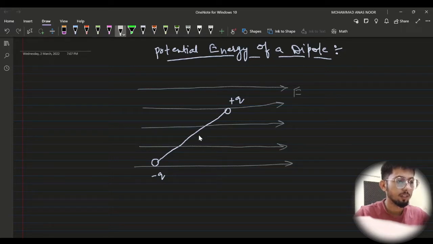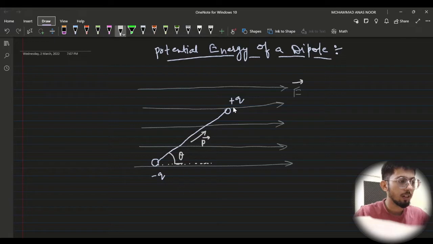The dipole is P from negative to positive, isn't it? This is the dipole moment, and this dipole is making an angle theta with the field. Let's say this is the field direction. This angle is theta, so the angle between the P vector and the E vector, right? That's theta.